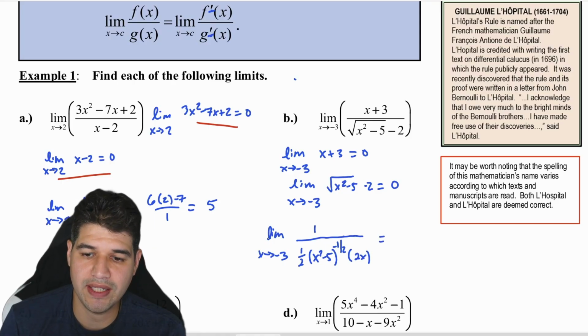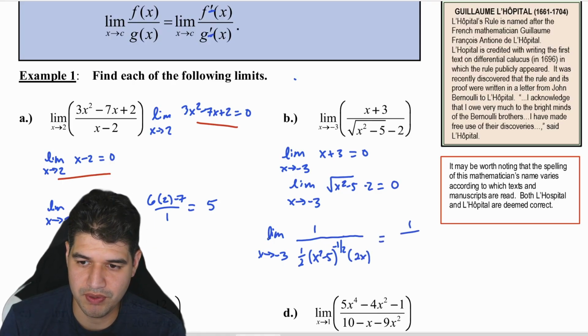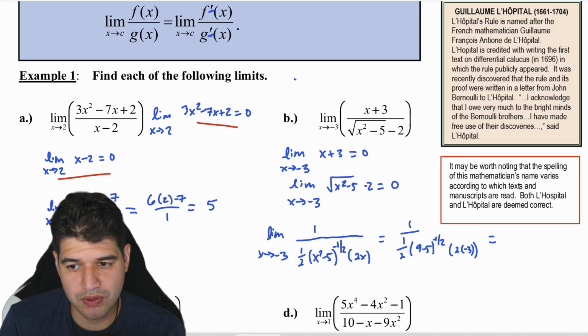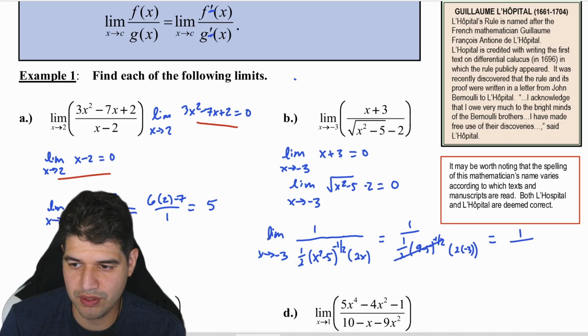And now I can plug in the -3. So that's going to be 1 over 2. That is going to be 9 minus 5 to the -1/2. And then 2 times -3. Okay, keep simplifying this. 9 minus 5 is 2. So 4, square root of 4 is 2. The reciprocal of that, so that would all divide out there. So I get 1 over -6.